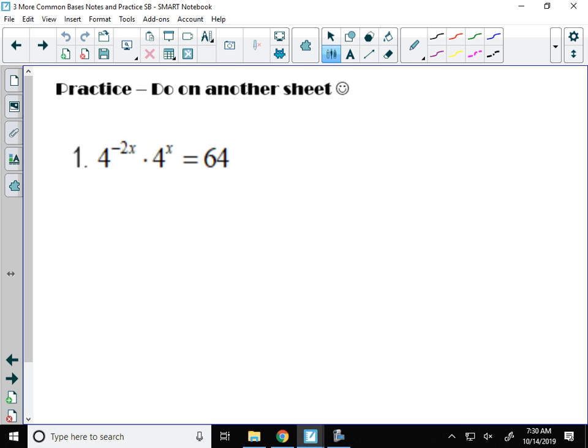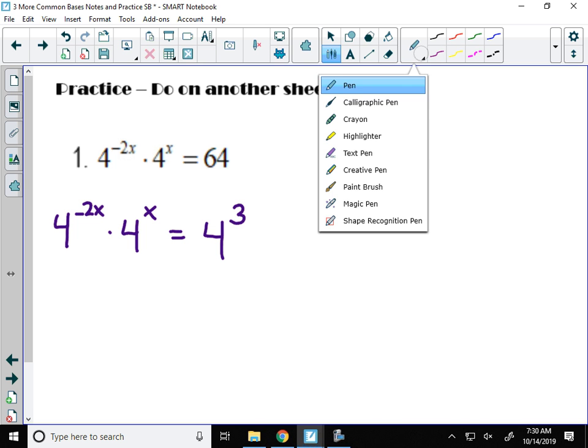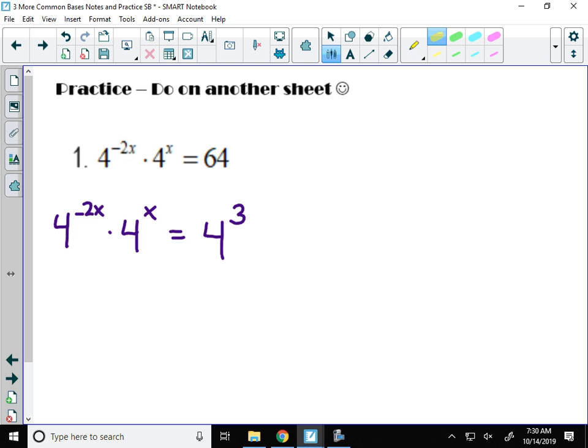So the left side stays the same: 4 to the negative 2x times 4 to the x. Now instead of 64, I'm going to rewrite that as 4 to the third. Now I have common bases across. One rule that we know about exponents that we're going to have to employ here is that if I have the same base, so we're looking at the left-hand side of the equation, they both have the same base, what you're going to do is add the exponents together.